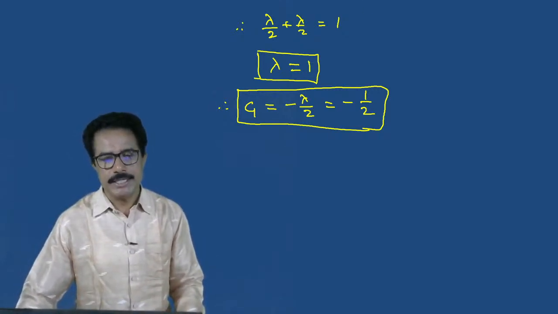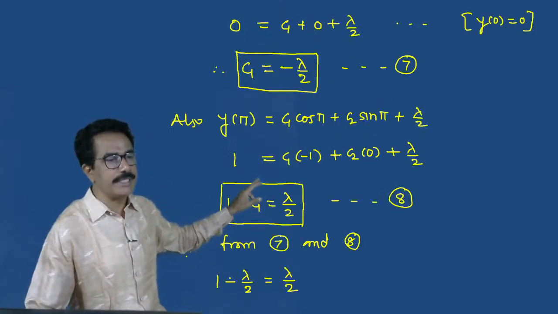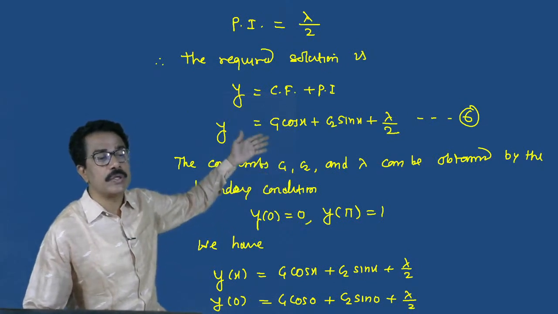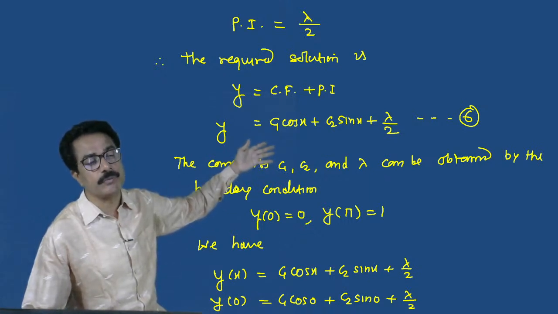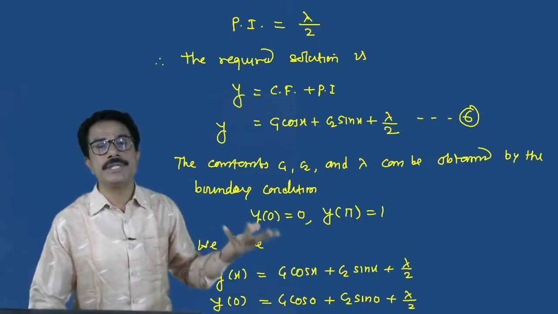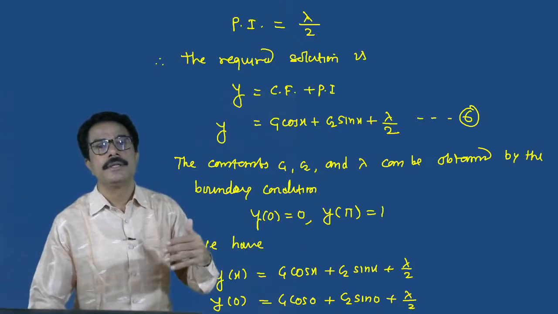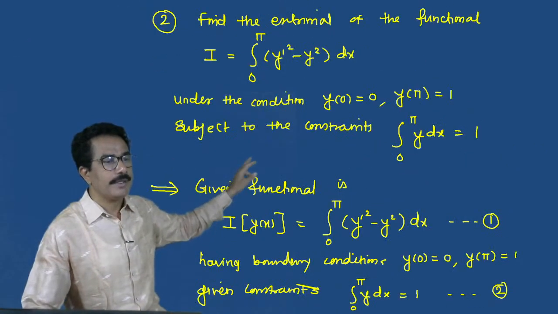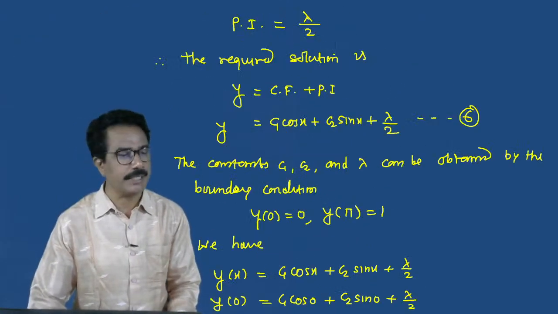Now dear student, we have discussed two values, c1 and lambda, but in the general solution there is also a third arbitrary constant, that is c2. Now c1 and lambda we get by using the boundary condition. We have calculated them here by using the boundary condition, but now we have to calculate c2. We can find the value of c2 by using the given constraint, the condition of the constants.